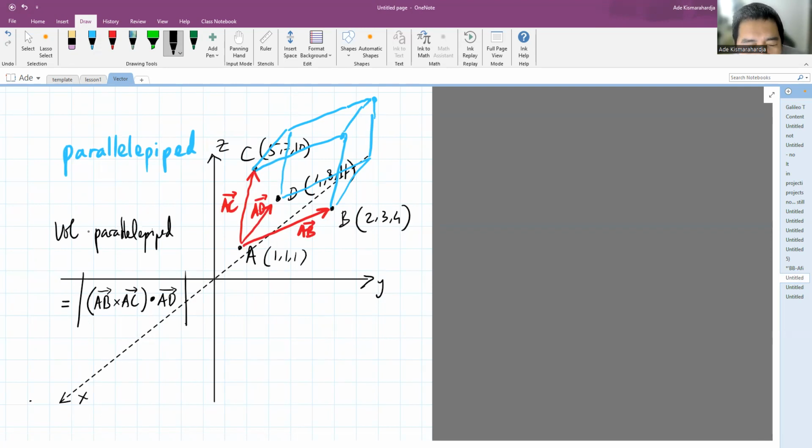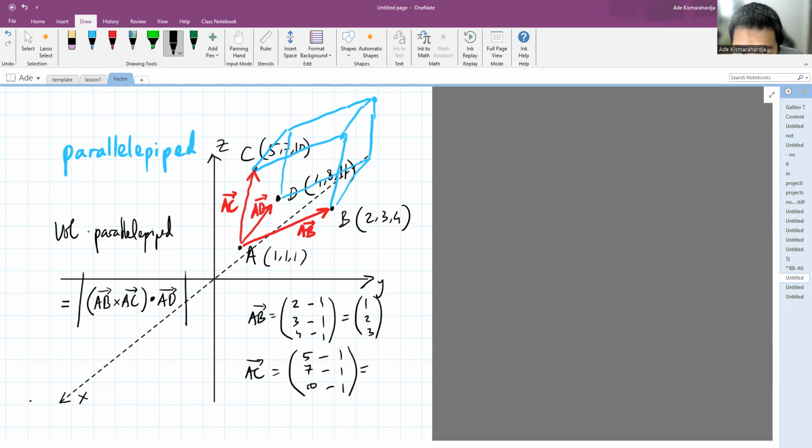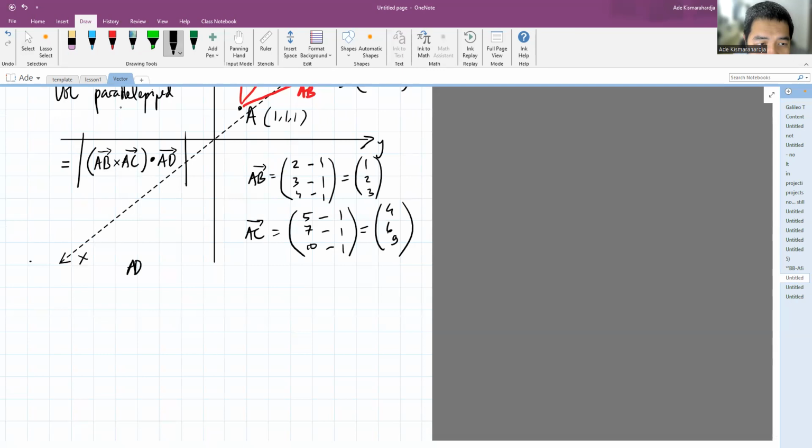So now, if we have 3 vectors, again, AB, AC, and AD, and then you need to get the volume of parallelepiped made by these vectors, you need to do a cross product between 2 of them, AB cross AC, and then do a dot product with AD. So let's first get these vectors first, yeah? The first one is AB, and you know this is just the location of B minus A. And then AC. And lastly, AD.